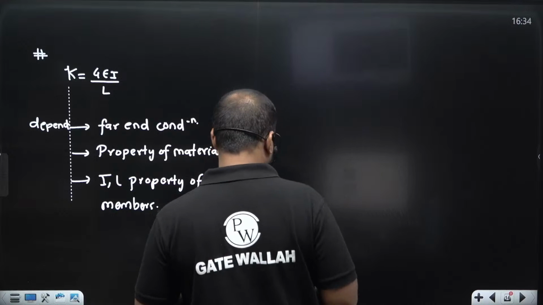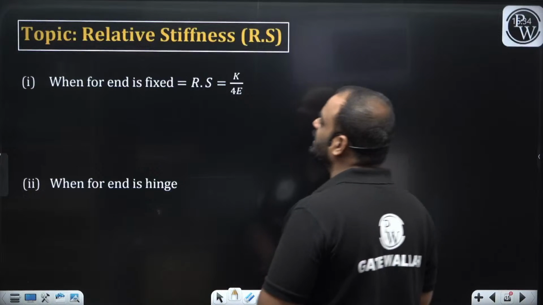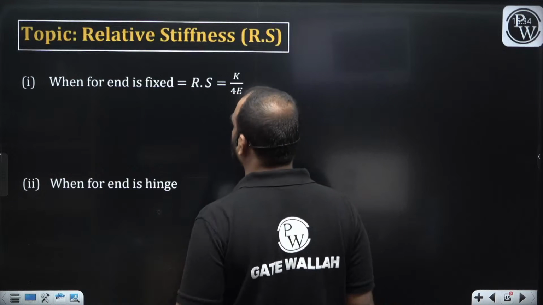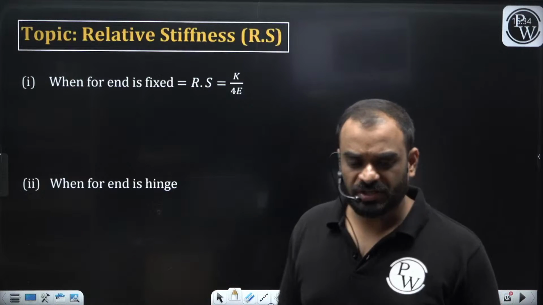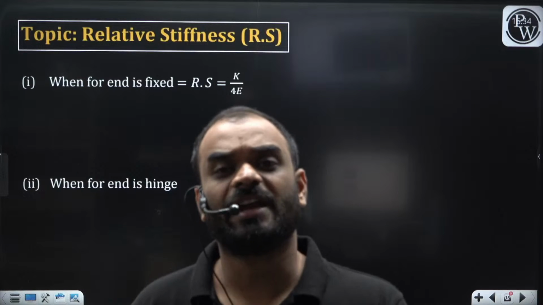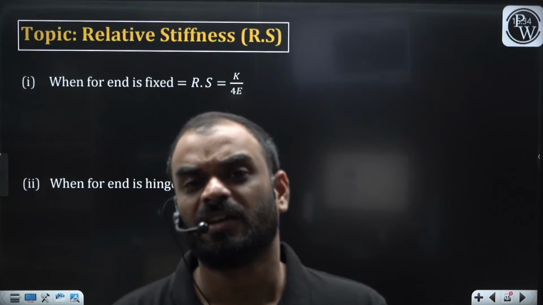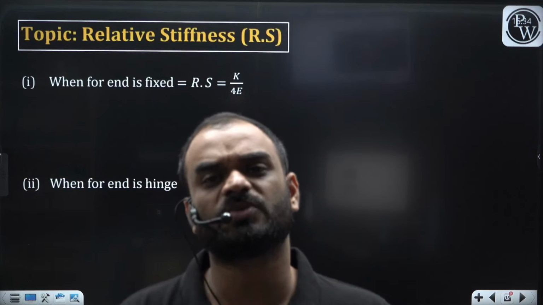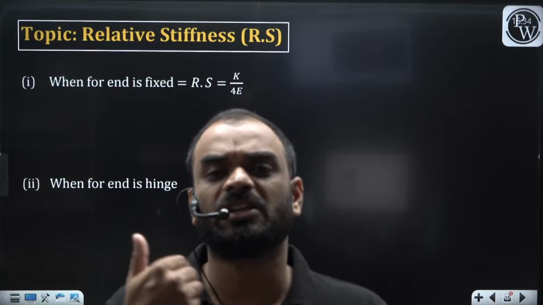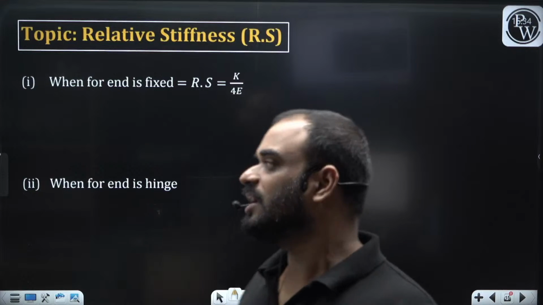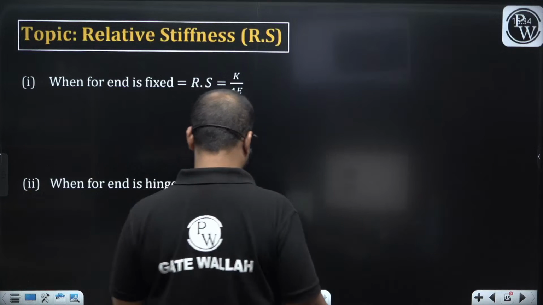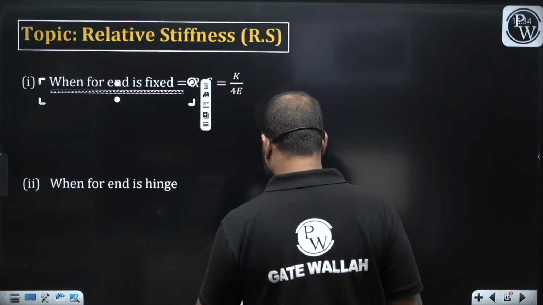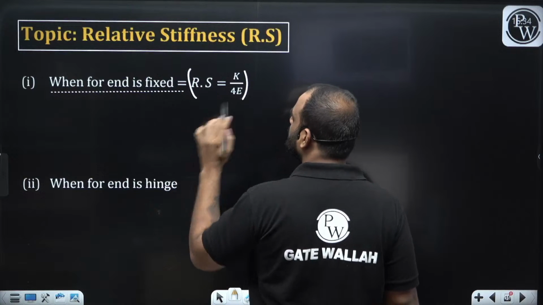Now if we talk about relative stiffness, we are trying to eliminate the property of material from this term, and that's why we are defining the relative stiffness. Let us suppose in your question you are using the same material in the entire structure, then it is better to write the relative stiffness in place of stiffness, because we are using the same material in all the members. So we can generally use the relative stiffness term in place of stiffness. Relative stiffness can be defined as K by 4E. This is the standard formula.